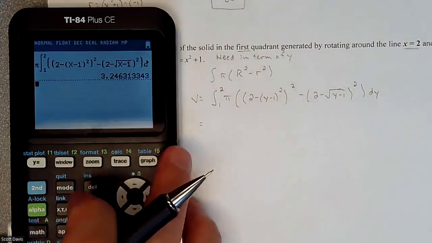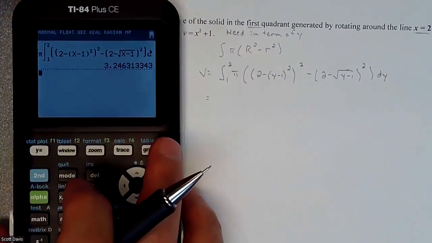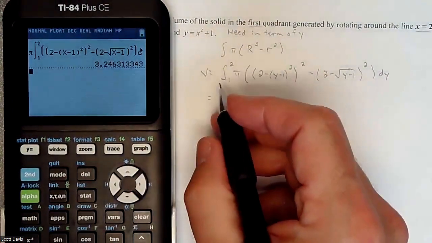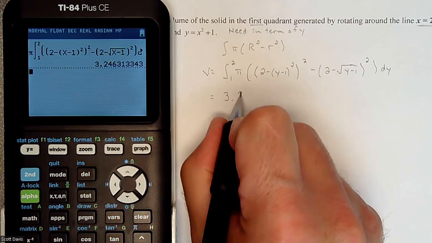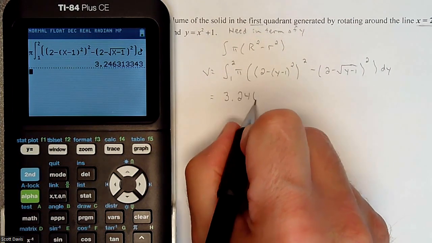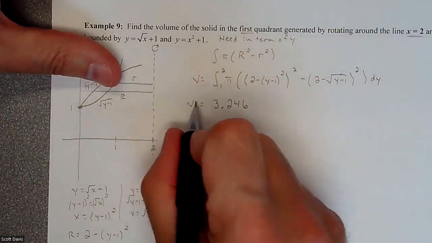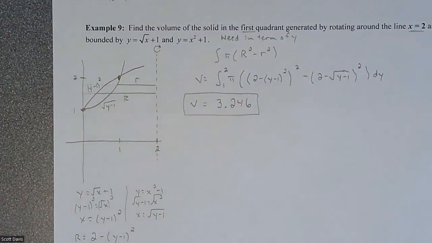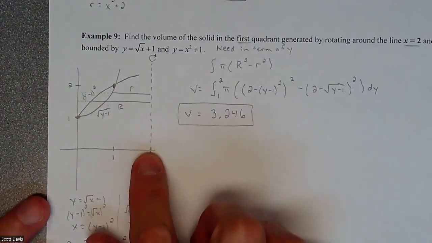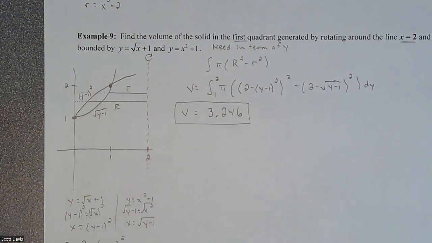So sometimes, most of the time, these are meant to be done by hand. Every once in a while, they get tricky, and so we'll throw it into a calculator to get the answer. So 3.246 is our volume. All right, and so that was us doing a volume of rotating around a vertical line, which means everything needs to be in terms of y versus doing things in terms of x's.